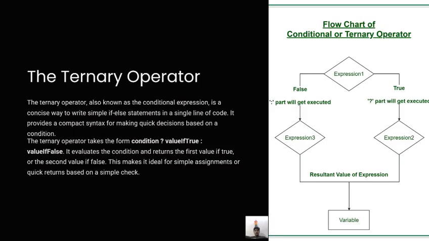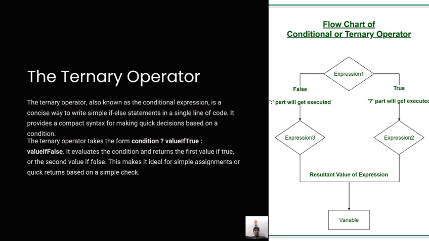Now, let us look into the ternary operator. The ternary operator, also known as a conditional expression, is a concise way to write simple if-else statements in a single line of code. It provides a compact syntax for making quick decisions based on conditions.